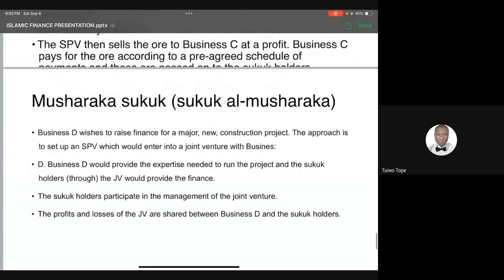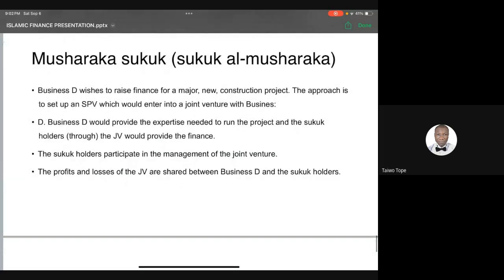Then the last but not the least we're talking about is the Musharaka sukuk, also known as sukuk al Musharaka. In this scenario, a business D wishes to raise finance for a major new construction project. Business D will approach the bank to set up an SPV, also known as a special purpose vehicle, and to enter into a joint venture with the business. Business D will provide the expertise needed to run the project, and the sukuk holders through the joint venture will provide the finance.